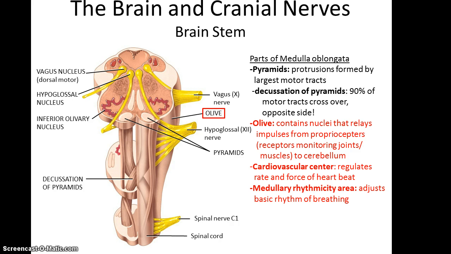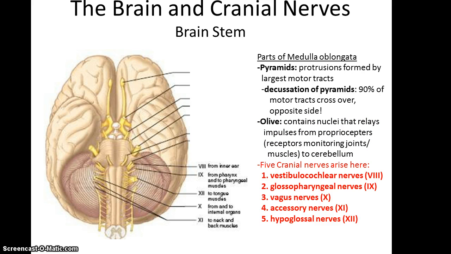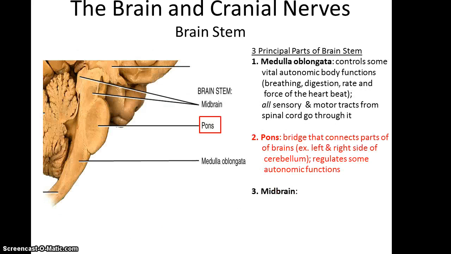There's also a cardiovascular center inside the medulla oblongata that regulates force and rate of heartbeat, and the medullary rhythmicity area that adjusts the basic rhythms of breathing. And there are 5 cranial nerves that arise from the medulla oblongata. You've got the vestibulocochlear nerves, the glossopharyngeal nerves, the vagus nerves, the accessory nerves, and the hypoglossal nerves.